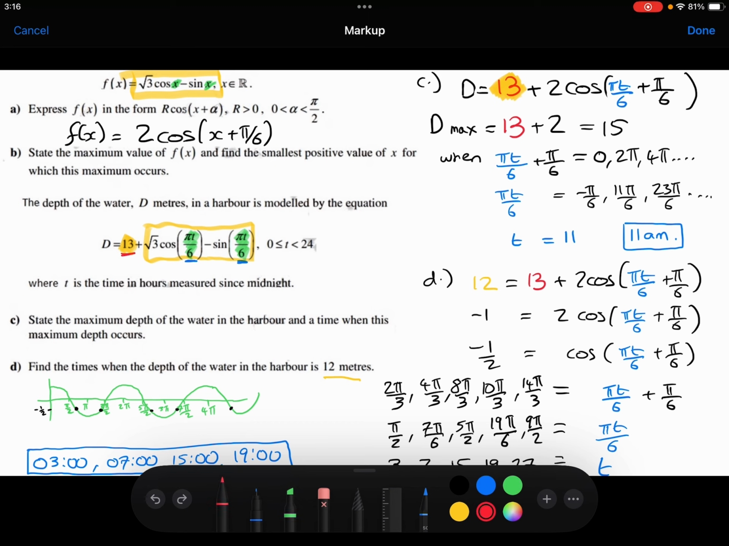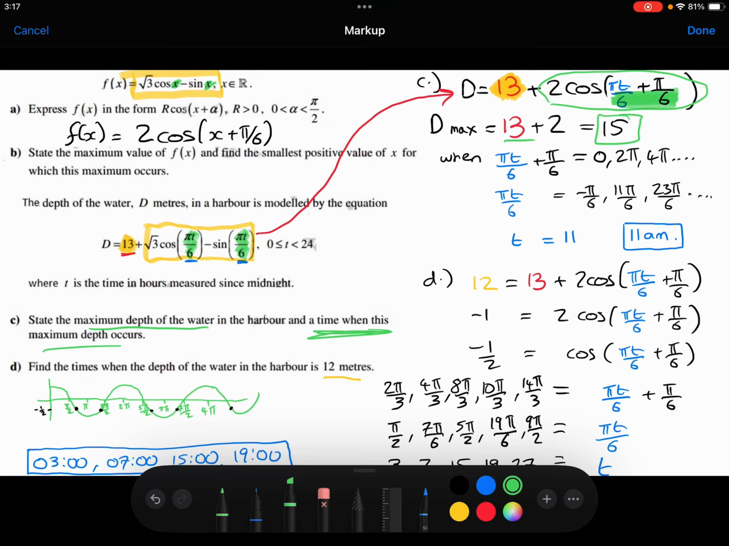So basically I'm saying that this is exactly the same as this. And the question's asking us to work out the maximum depth of the water. Well, I know that the maximum of this is going to be 2, plus the 13 is 15. And similar to before, we need to find the time when that maximum depth occurs. When do we have a maximum with the cos graph?